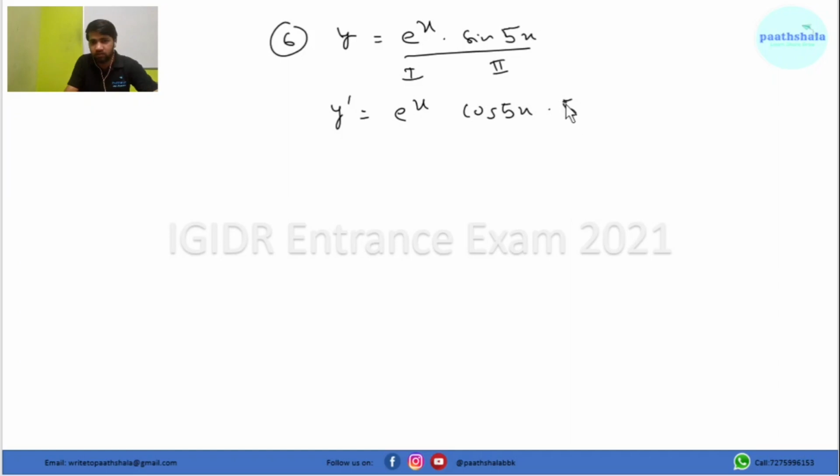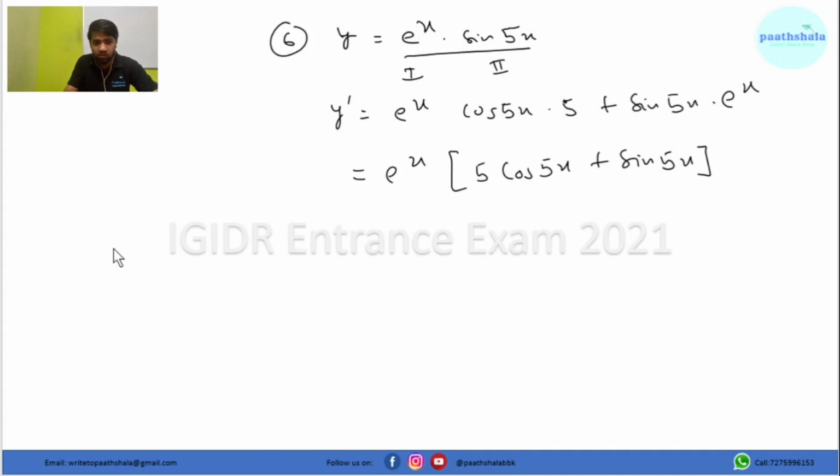Then we'll write sine 5x as it is, and differentiation of the exponential function is e to the power x. So let's take e to the power x as common. So this will come out to be 5 cos 5x plus sine 5x. Now we'll have to differentiate it further to find the second order derivative. So let's take this as the first function and this as the second function.